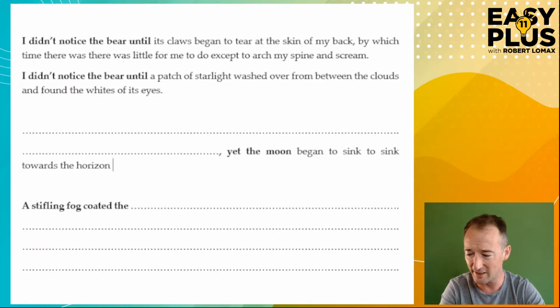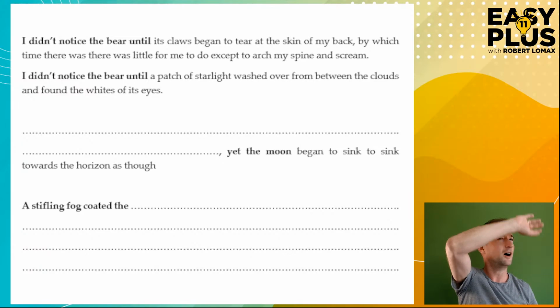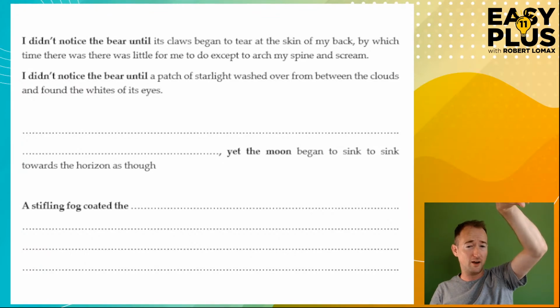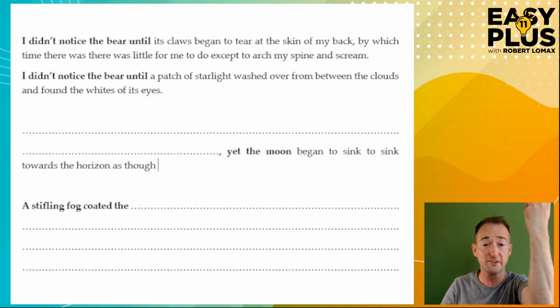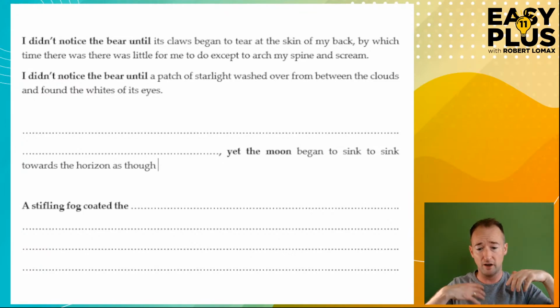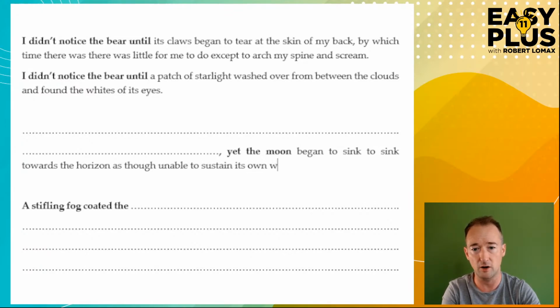So yet the moon began to sink towards the horizon as though, let's carry this on a little bit, with a bit more descriptive effect. As though, so what might that be? Well, what else has that kind of arc? I've thrown a ball high, and then there's a moment it seems to hover, and then it falls down again because it can't hold itself up there. So the moon begins to sink as though it's unable to hold itself up, as though it's unable to sustain what? Its own weight. As though unable to sustain its own weight.